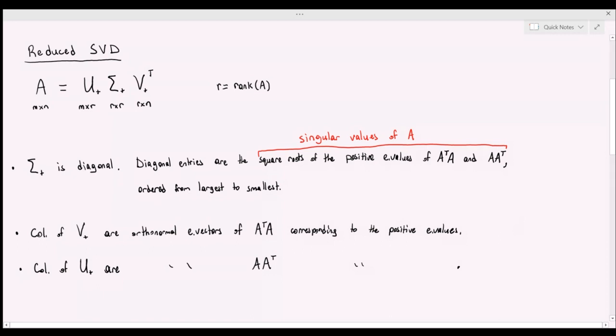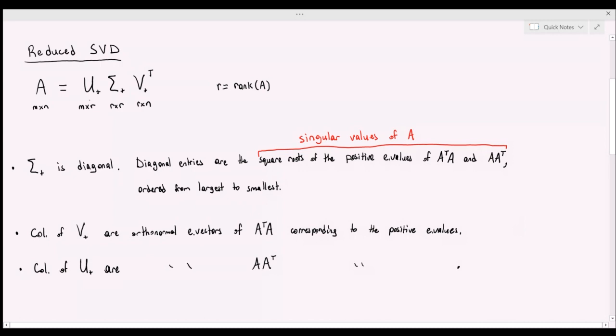In applications, we typically order the singular values from largest to smallest. So there's a sense that the largest singular values are the most important ones, and the smallest ones are the least important. So ordering them from largest to smallest is a reflection of that fact, all right?